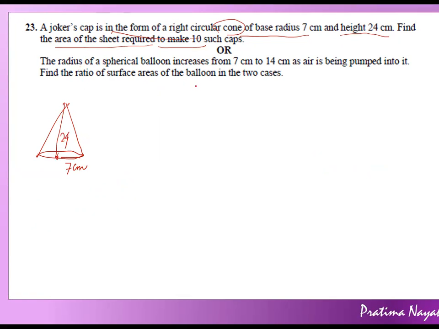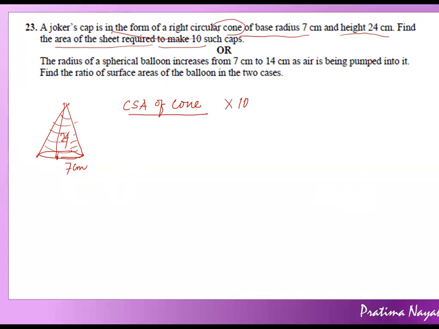The area of the sheet required to make such 10 caps. 10 caps will be made. First, let us find the area of the cloth or paper needed for making the cone. It will be just the curved surface area of the cone. We have to find it for 10 cones.